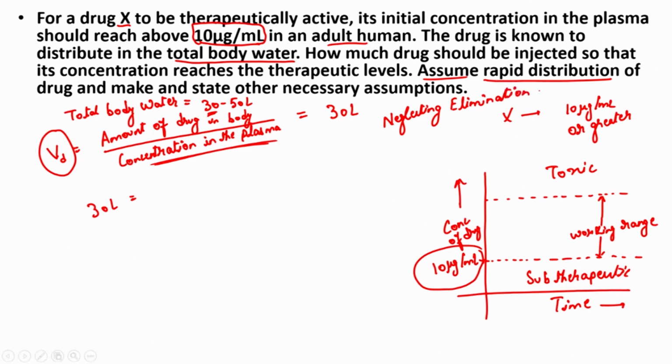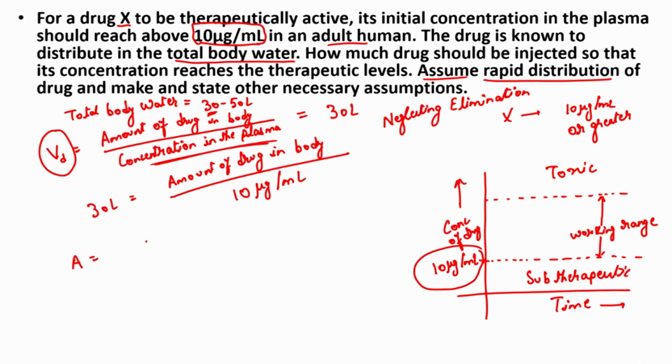So, now we are saying that 30 liter should be equal to the amount of drug in the body divided by the concentration in the plasma, which in this case is 10 μg per ml. So, the amount of drug in the body, that is basically what we are injecting, let us say that is A, is nothing but 30 liters multiplied by 10 μg per ml.